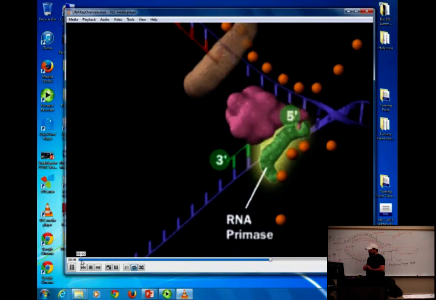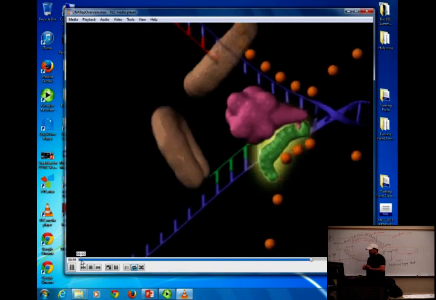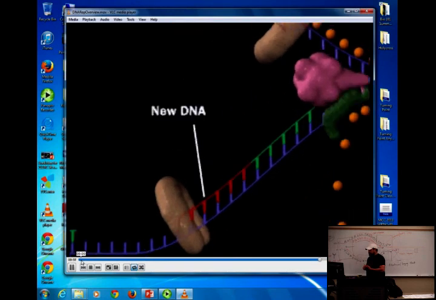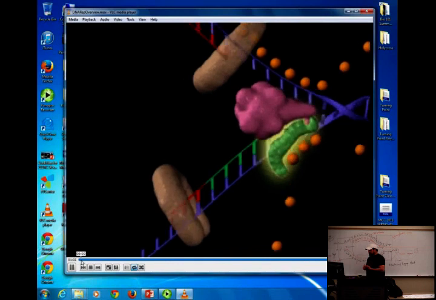First, an RNA primase lays down an RNA primer. Then DNA polymerase 3 lays down new DNA. The process repeats again and again.